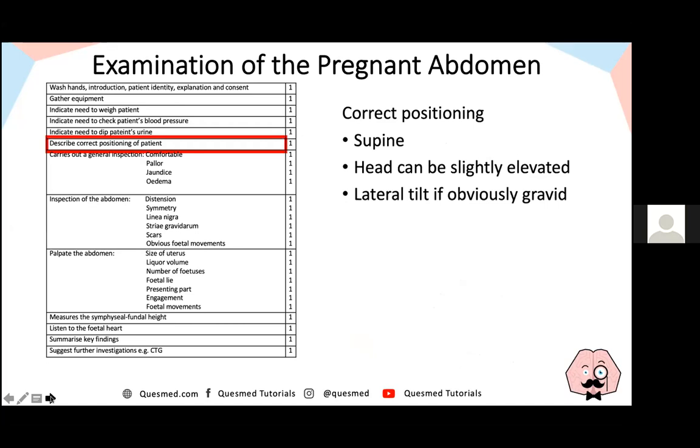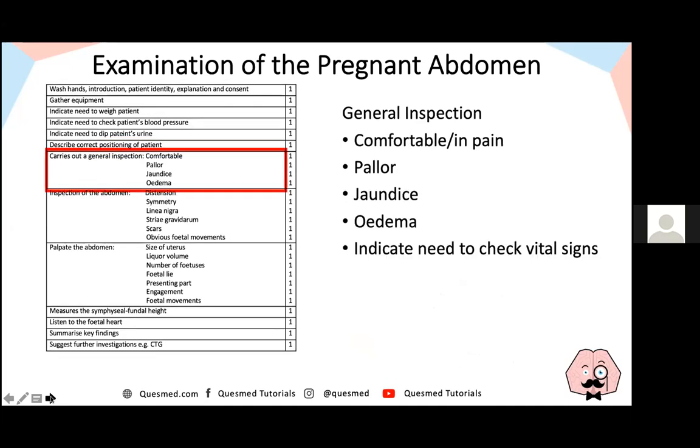So we want the patient lying on her back in a supine position. We normally elevate the head of the bed a little bit, and if she's quite far on in the pregnancy, we want to mention the left lateral tilt. And that is just placing a pillow underneath one hip, and that's just to move the pregnant belly off of the vena cava to remove pressure there.